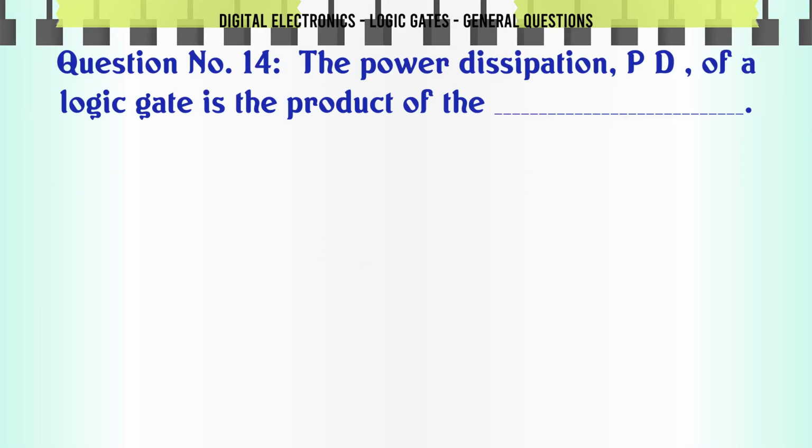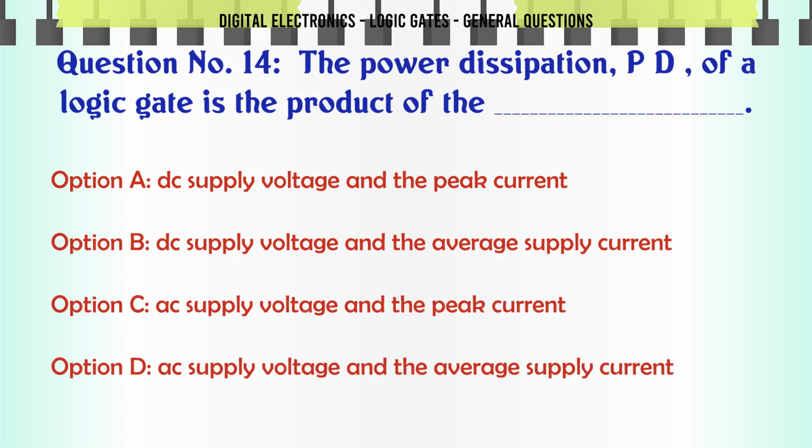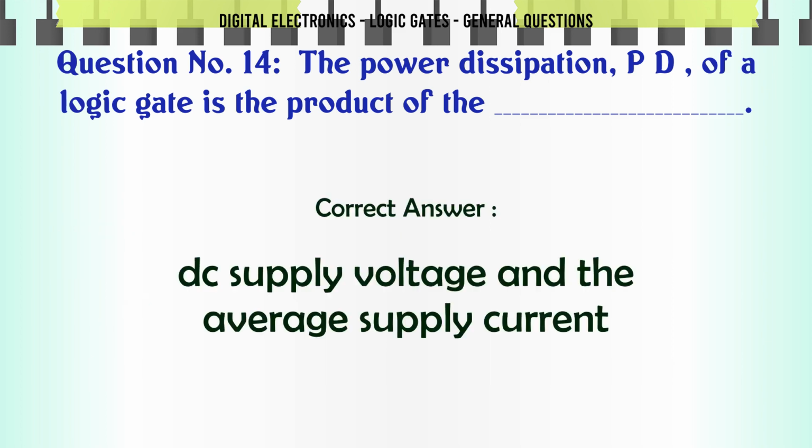The power dissipation PD of a logic gate is the product of the: A) DC supply voltage and the peak current, B) DC supply voltage and the average supply current, C) AC supply voltage and the peak current, D) AC supply voltage and the average supply current. The correct answer is DC supply voltage and the average supply current.